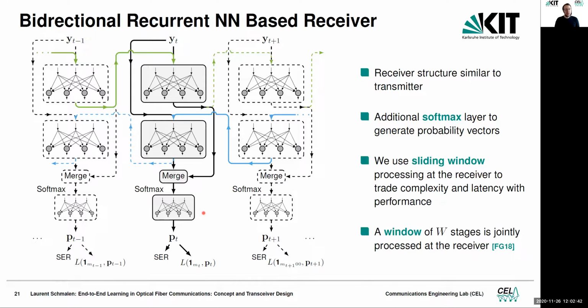What we do at the receiver is a sliding window processing. We put a window over a few of those stages, and we process them, getting probability vectors. Because of this bidirectional nature of the chromatic dispersion, the symbol in the middle will have the most reliable probability vector. But we average this one with the symbols that we also get from sliding the window, where we can capture more chromatic dispersion from the future, but also from the past. So we actually get multiple estimates that we average together.